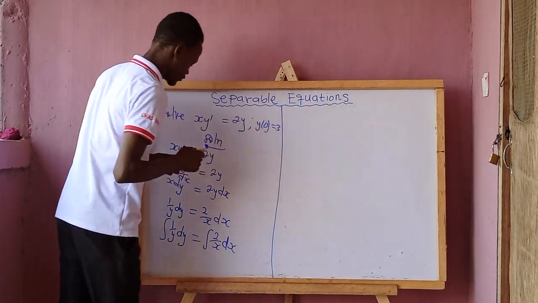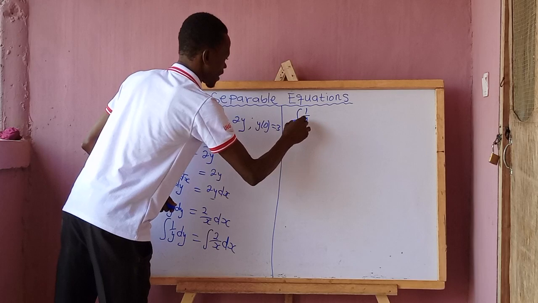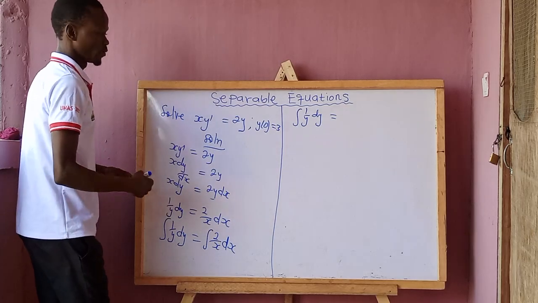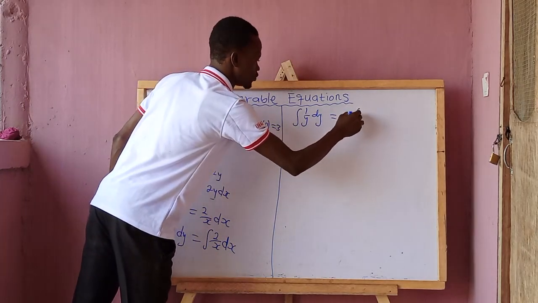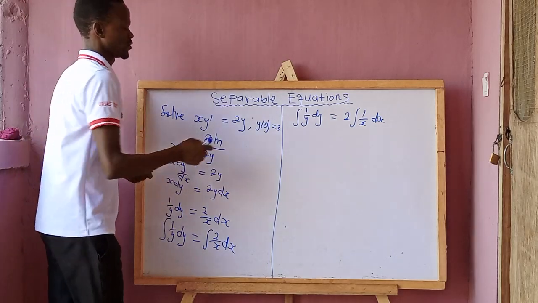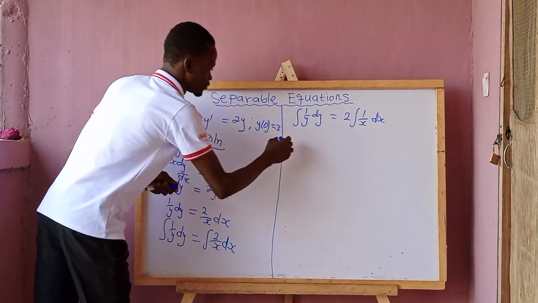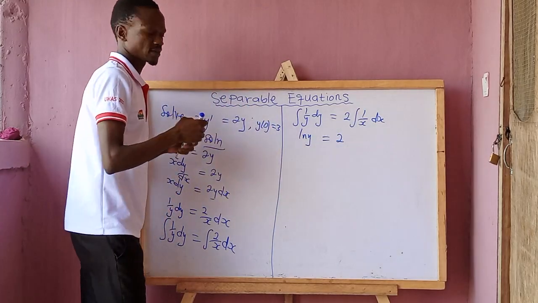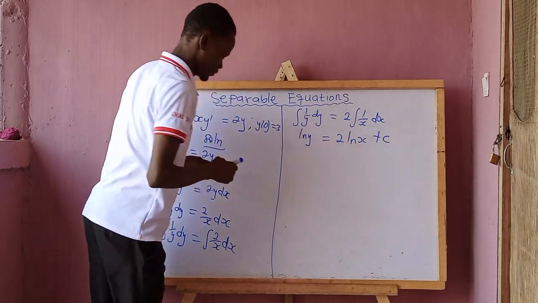So moving forward, this side is going to be the integral of 1 over y dy, equal to, now this 2 is a constant, so we can factorize it out, bring it back to the back of the integral sign. So that will give us 2 times the integral of 1 over x dx. The integral of 1 over y gives us ln y, equal to 2 times the integral of 1 over x, and that will give us ln x, then plus the constant of integration, c.